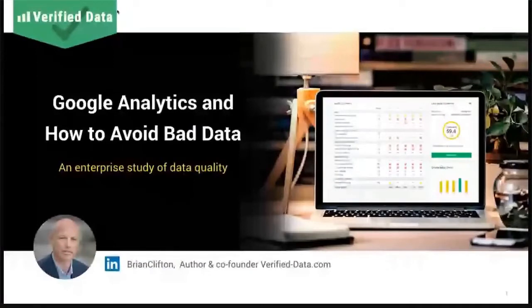So I'm going to be talking about Google Analytics and specifically how to avoid bad data. This has come about as an enterprise study, so large corporate enterprises, looking at their data quality via auditing.